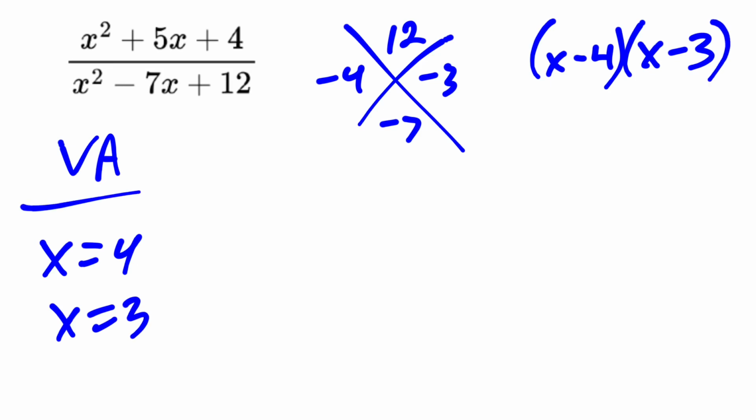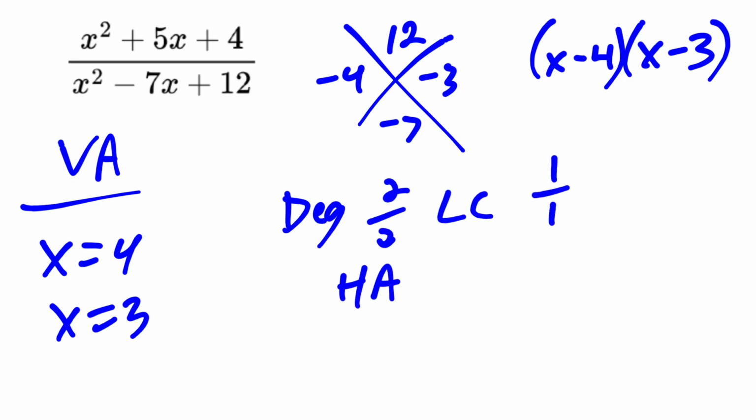Next up, let's consider the degree. The top and the bottom are equal. Therefore, we're looking at the leading coefficients, 1 over 1. So let me write that out. The degrees are 2 over 2. The leading coefficients are 1 over 1. So the horizontal asymptote is the line y equals 1.